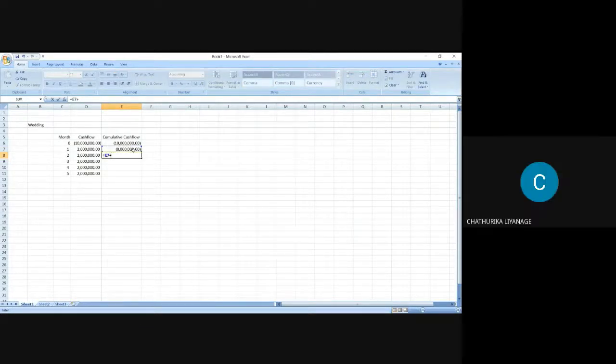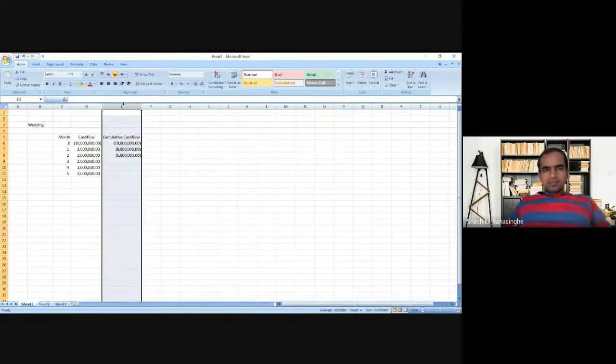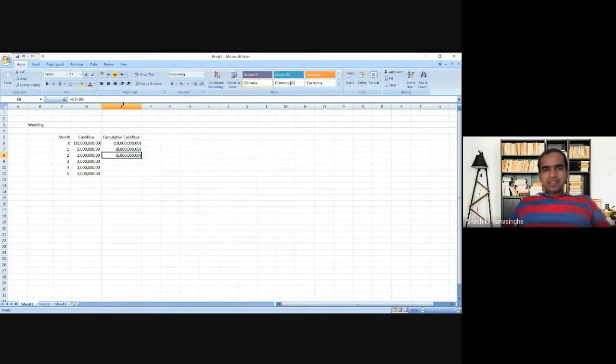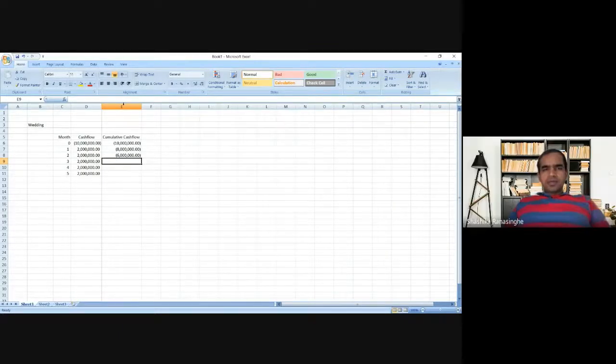A new position, minus 6 million. Minus 6 means, have you recovered your cost or not? Minus 6, does it mean you have not recovered fully? Yeah, you haven't recovered it fully. Right. Third year, you are minus 4 million, then minus 2. And at the end of the fifth year, you would have recovered your investment, correct?